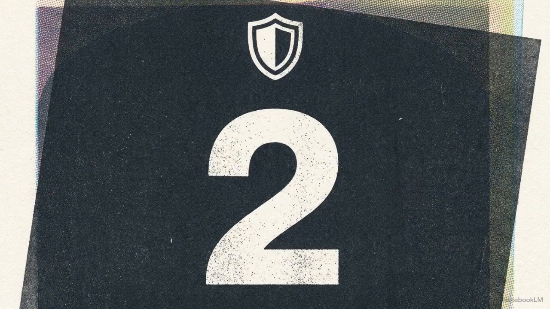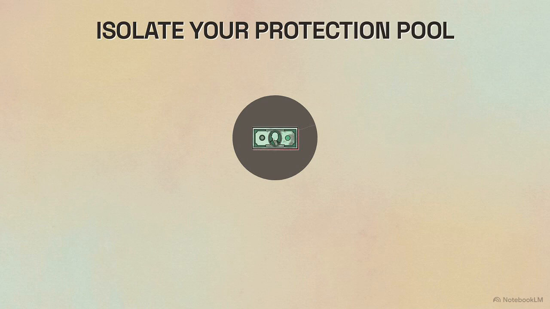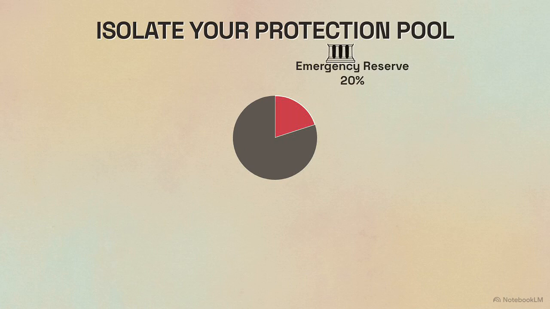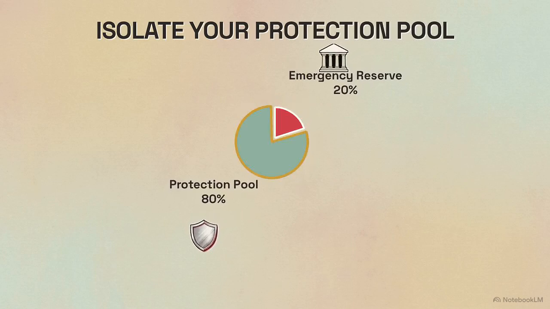Now move to step 2, isolating your protection pool from your necessary emergency reserves. In this pie chart, 3 to 6 months of expenses forms your emergency reserve. This stays in the bank. It loses value but provides immediate liquidity for crises. Subtract that from your total exposure, and the remainder is your protection pool.